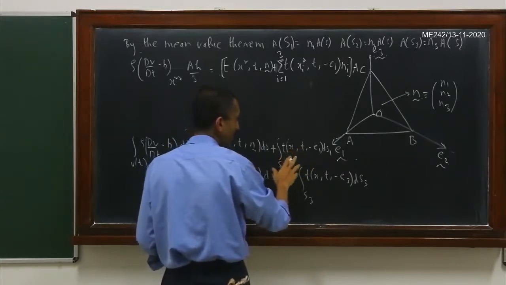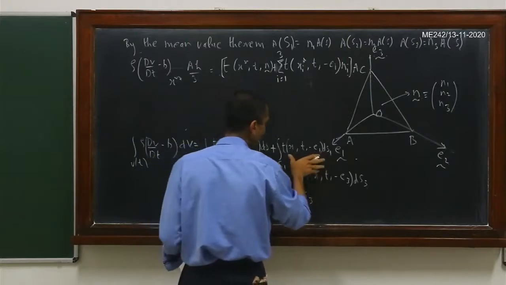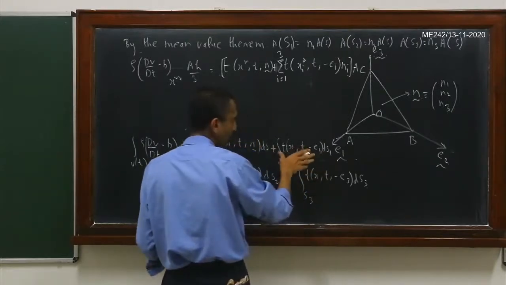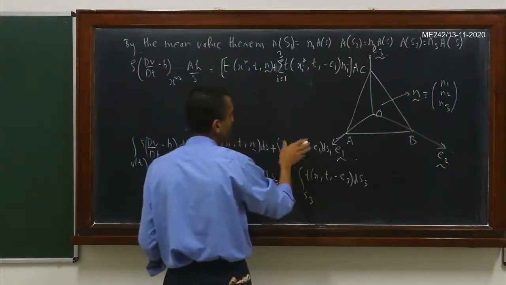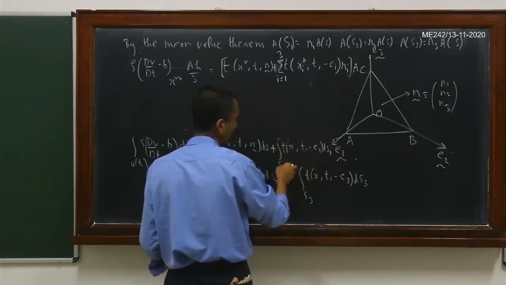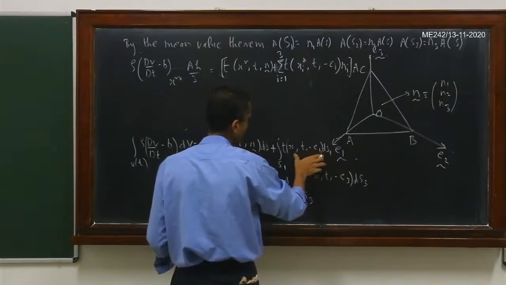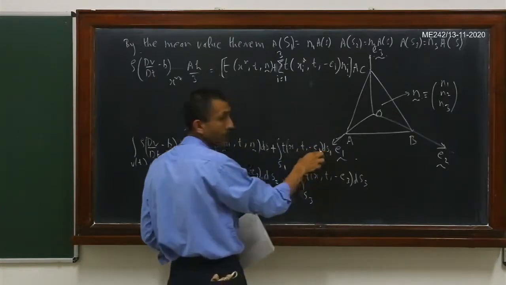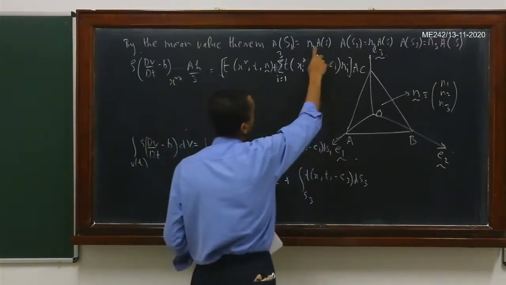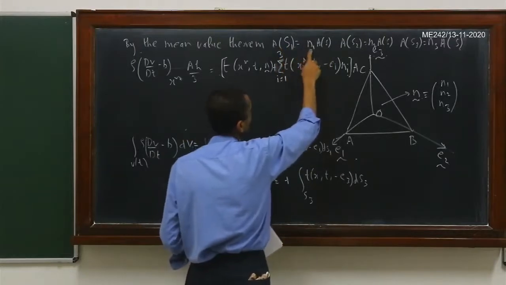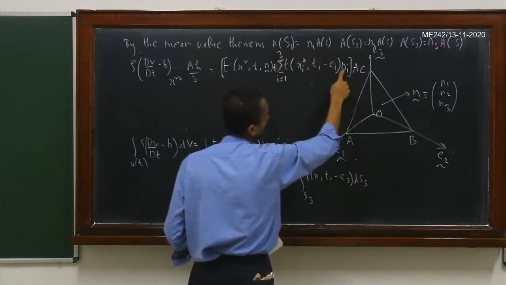So the mean value theorem says that the value of this integral is equal to the value of the integrand evaluated at a particular point, let's say on this particular surface, times the area of this particular surface. Now the area of this S1 surface is equal to whatever is written here, area of S1 is N1 times A of S. So that is how you get this summation here.